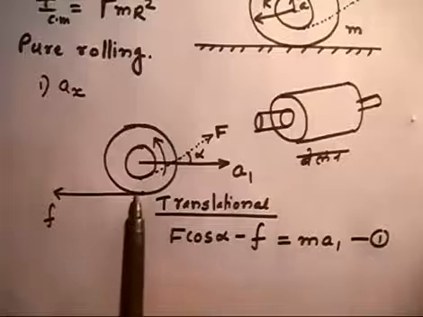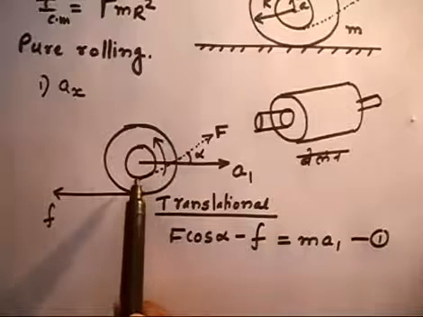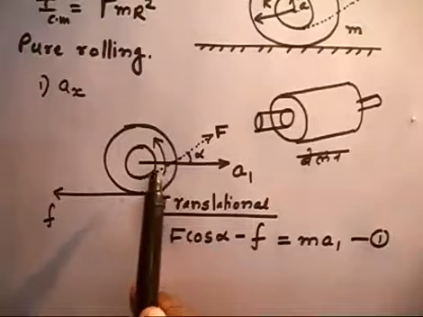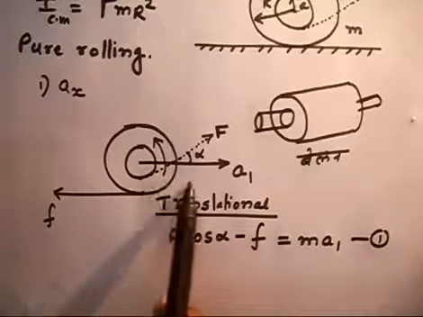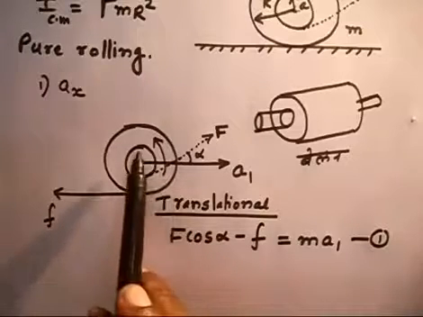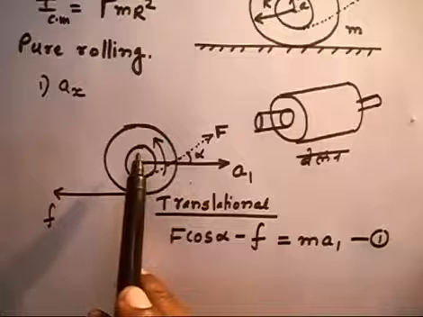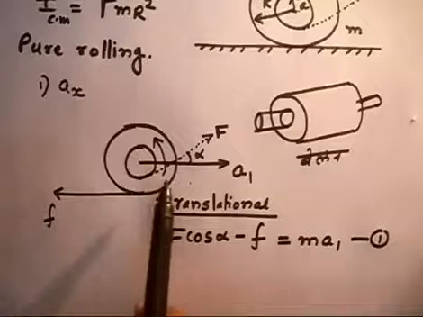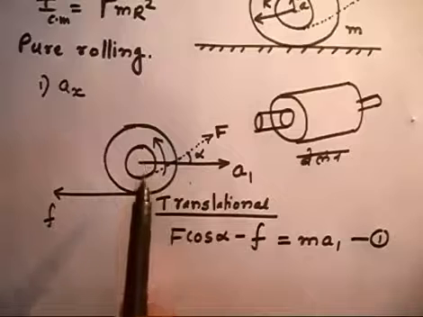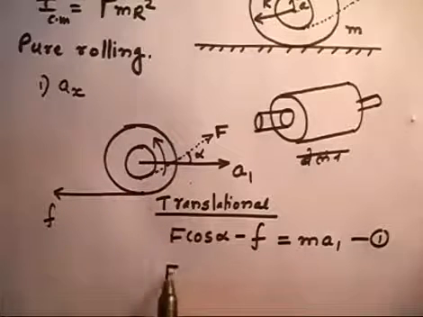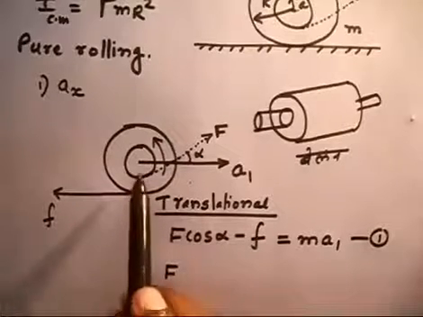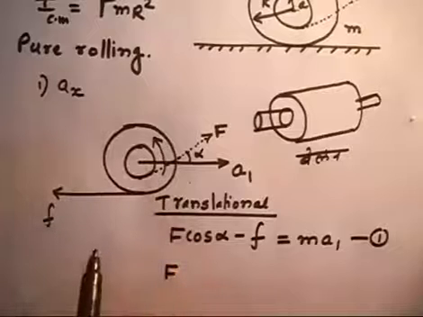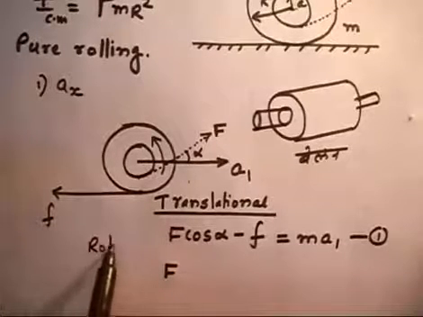Let us write the torque equation. If I see this force, F cos alpha in this direction, and F sin alpha will go something like this. So the torque of this is simply F cos alpha into this small distance a, because F sin alpha will pass through the axis. So let us write the rotational equation.